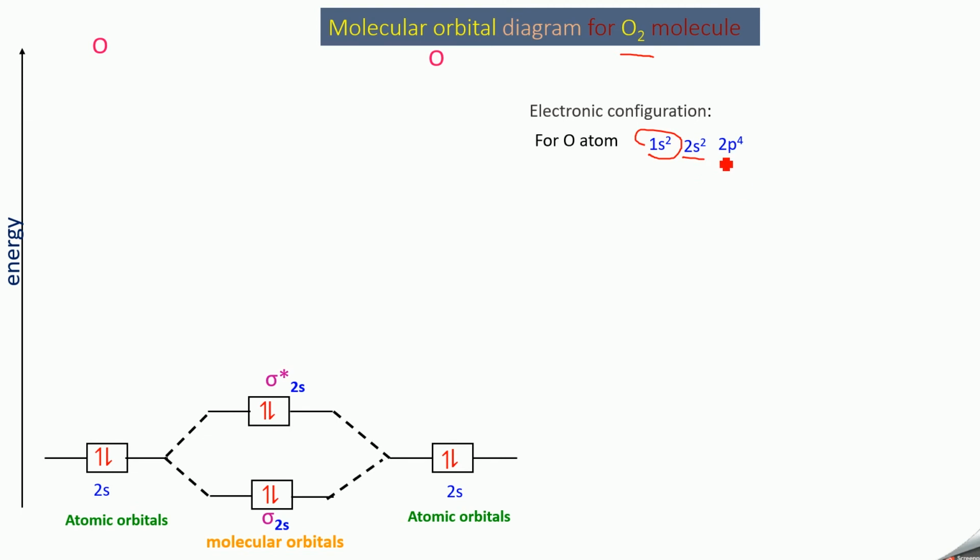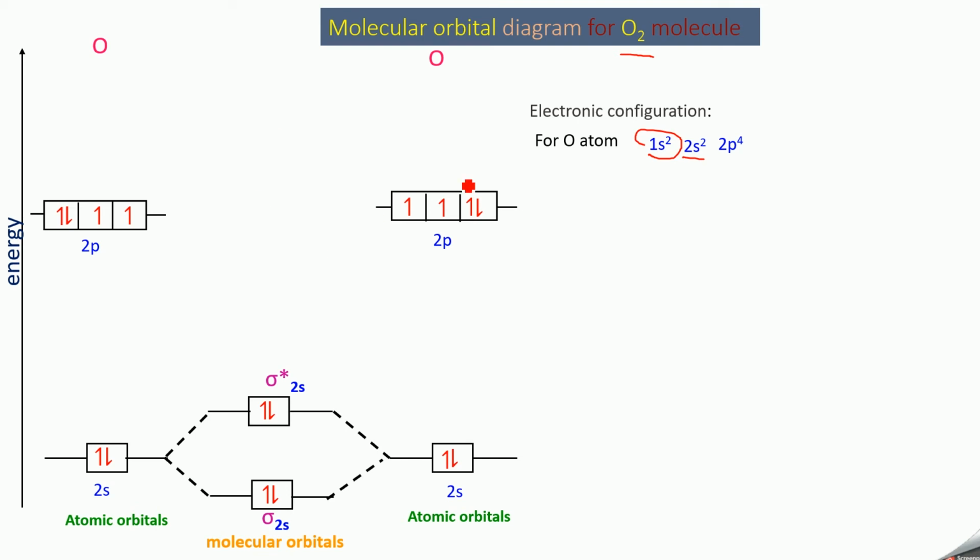Next we will go to 2p. Here we have 2p orbitals with 4 electrons. So for this oxygen you write 2px, 2py and 2pz, and we have 4 electrons. First you write 1 electron each and then you pair them. Now for this oxygen atom, 2p orbitals with 4 electrons, so you write like this. Now we have a total of 3 plus 3, 6 atomic orbitals, so we will be getting 6 molecular orbitals.